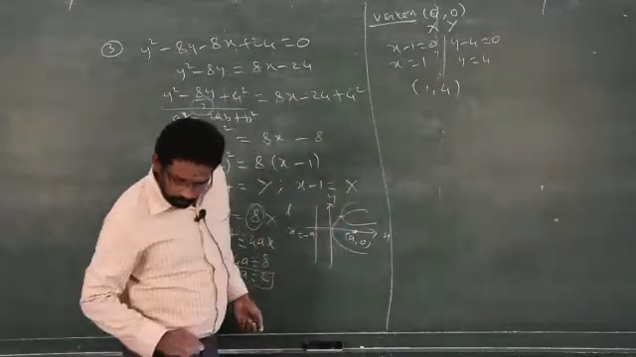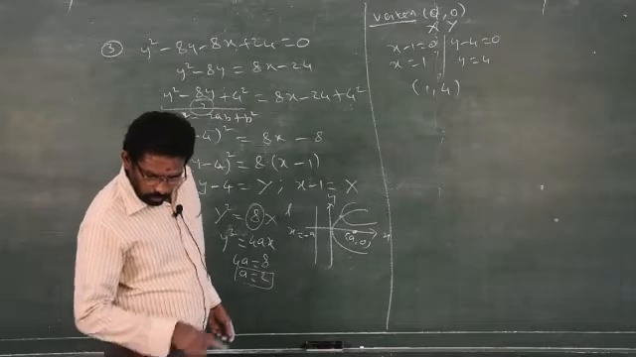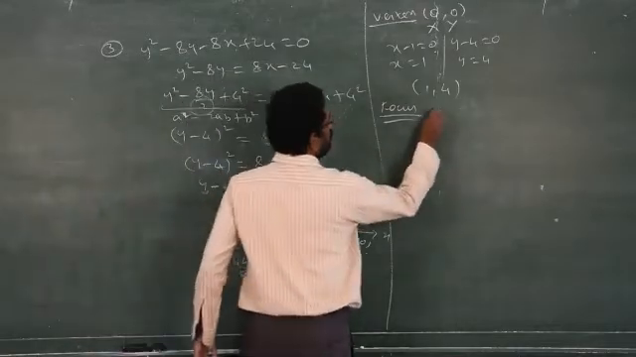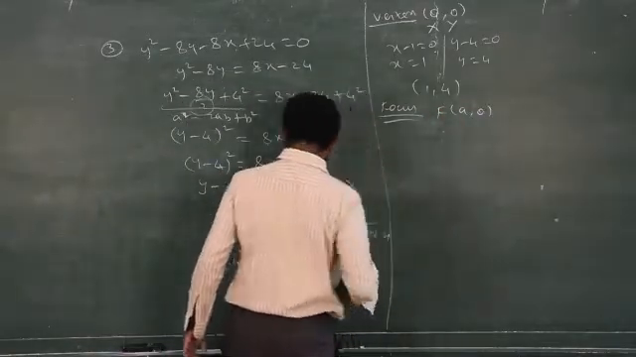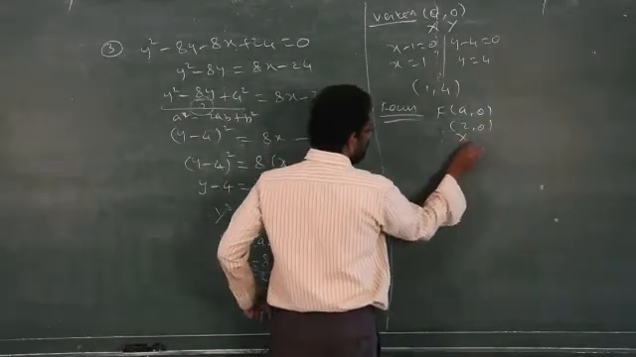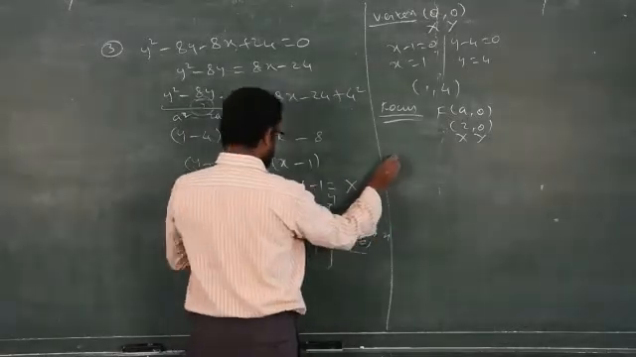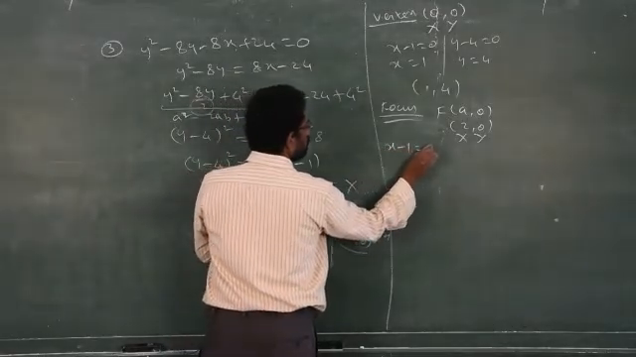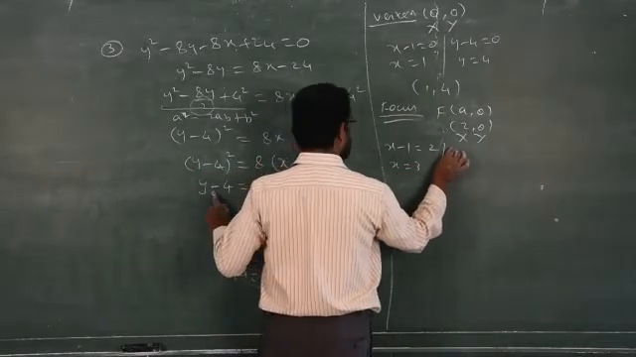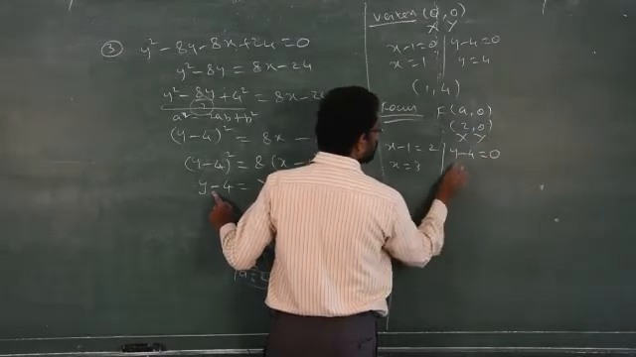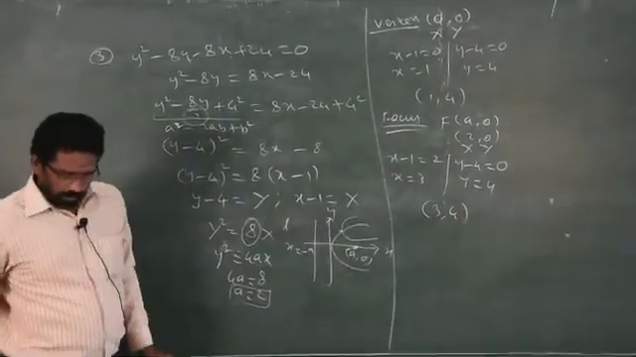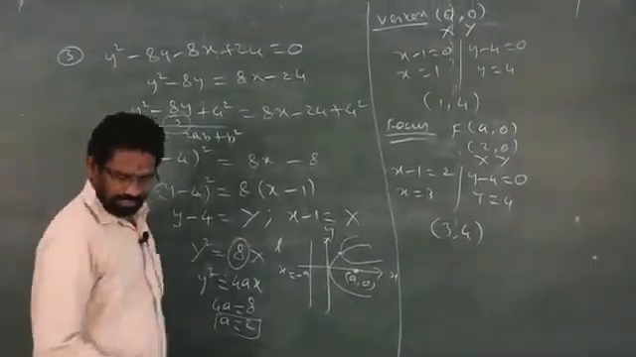What is the next one? Focus. What is the general formula for focus? a, comma 0. What is your a? 2. That is 2, comma 0. This is capital X and this one is capital Y. So what is your capital X? x minus 1 is equal to 2. x is equal to 3. What is your capital Y? y minus 4 is equal to 0, so y is equal to how much? 4. So our focus is 3, comma 4. Clear? It's very simple.